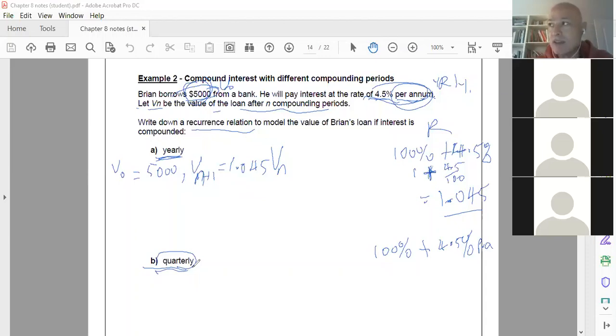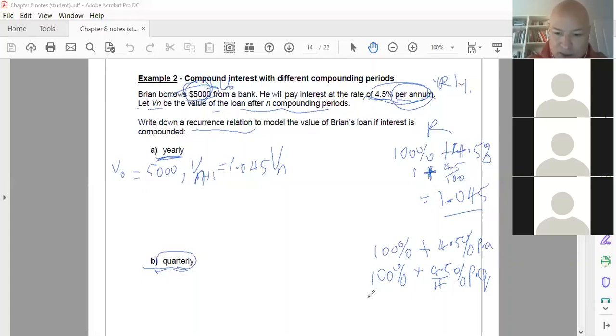So how many quarters are there in 1 year? Well, there's 4 quarters in a year. So this is still going to be 100% plus 4.5 divided by 4, because that's how many quarters there are. It's still a percentage, and this is going to be per quarter now. So it's not an interest rate for the year, it's per quarter. Any questions on that one? If they want us to do it as a monthly, then we would be dividing this interest rate of 4.5 by 12, because there's 12 months in a year. Any questions about that?